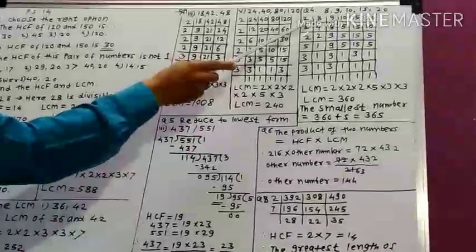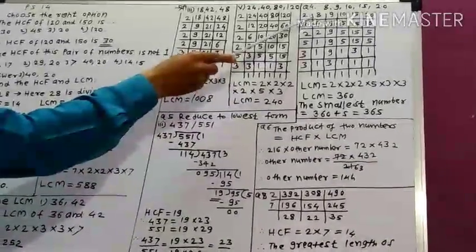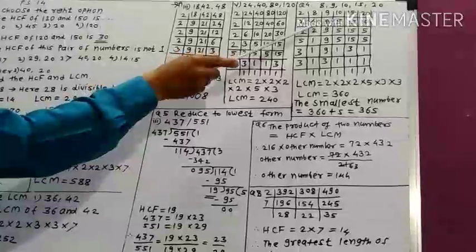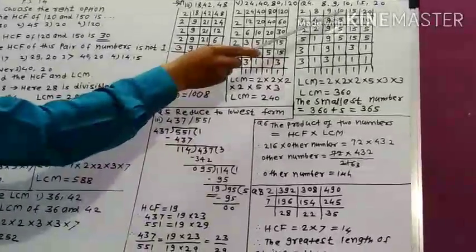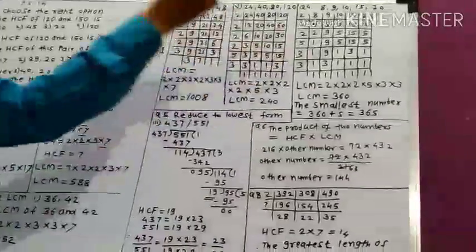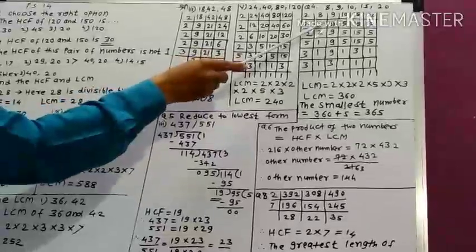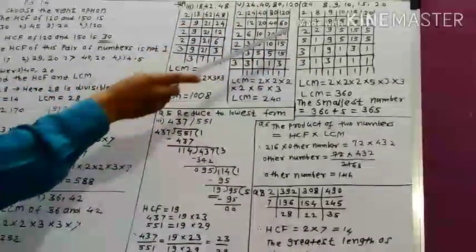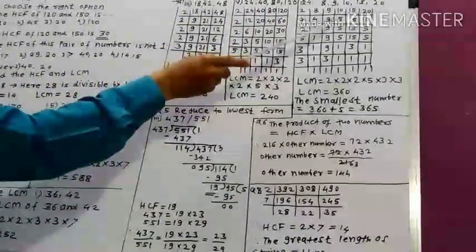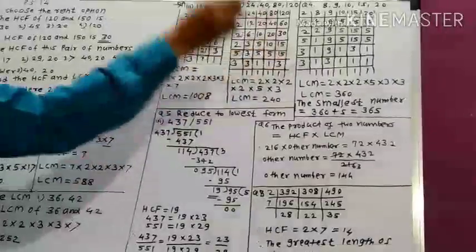These numbers 8 and 20 are divisible by 2. We get quotients 4, 9, 5, 15, 10. Then 4 and 10 are divisible by 2. We get quotients 2, 9, 5, 15, 5.